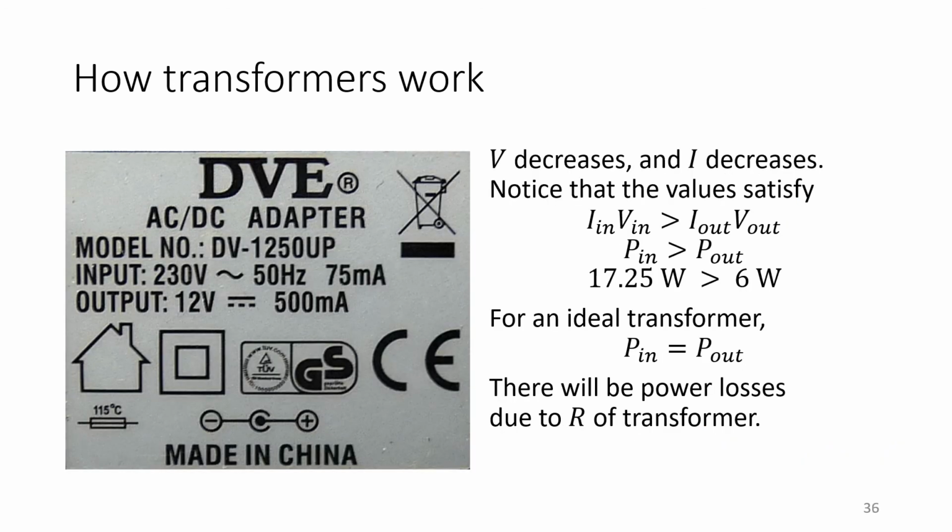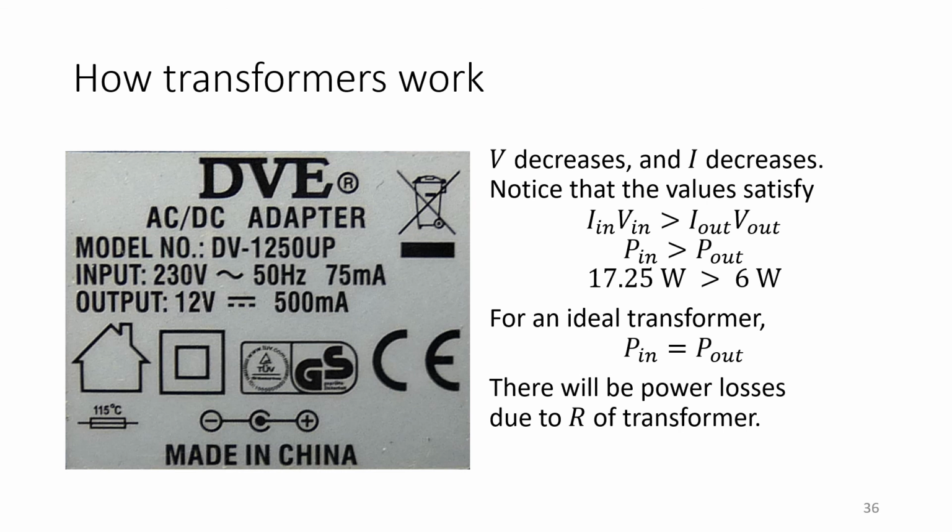For transformers changing voltages from power plants to households, if the voltage decreases, so will the current, using Ohm's law. This will then satisfy the inequality that the voltage and the current coming from the input of the transformer is greater than the voltage and the current going out of the transformer. We can extend that to an inequality: V in times I in is greater than V out times I out. Since the power is the product of I and V, P in is greater than P out. But for ideal transformers, they should be equal.